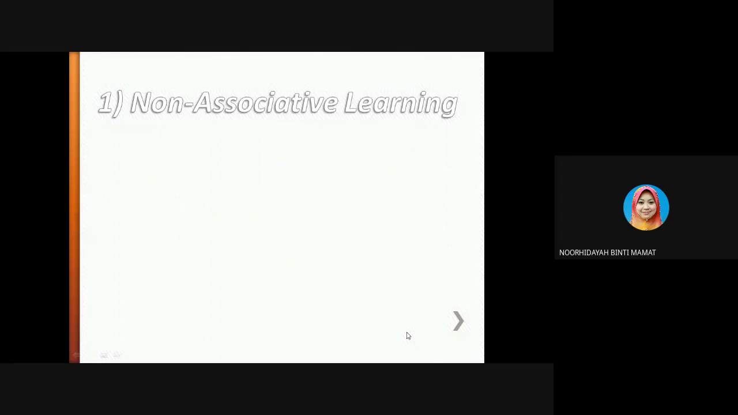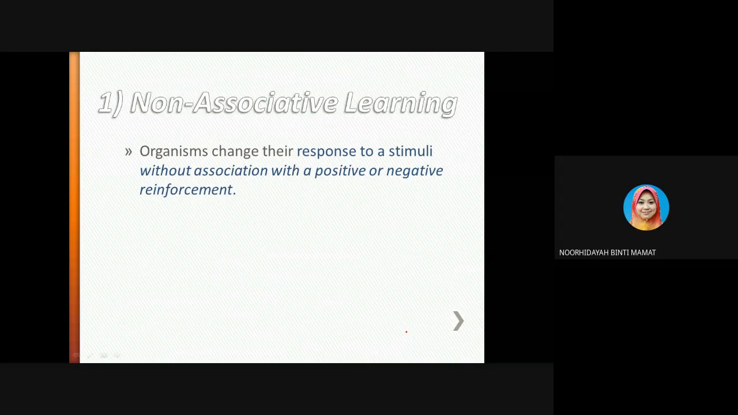So we go one by one. The first type of learned behavior is non-associative learning. It is divided into two: habituation and sensitization. Non-associative learning is when the organism changes its response to a stimulus without association. So the organism changes. Change is the characteristic of learned behavior. The organism changes its response to a stimulus without association with a positive or negative reinforcement. So this is the meaning of non-associative learning.